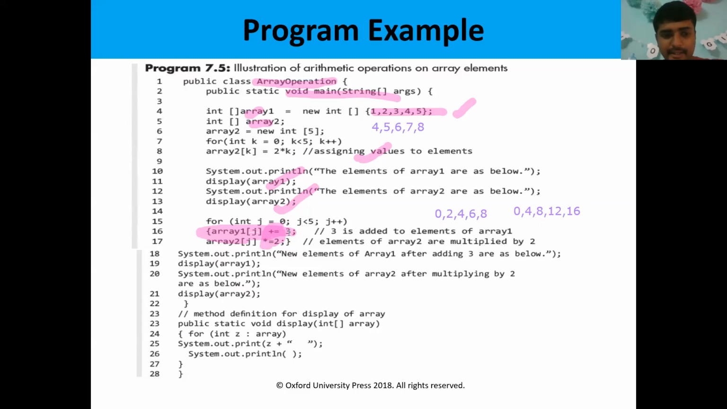Then he is displaying array 1 and array 2. For displaying, he's invoking the display method. He's passing the array as one argument, and he is using the for each loop to display the array elements. So this is a basic simple program to perform some arithmetic operations on an array.